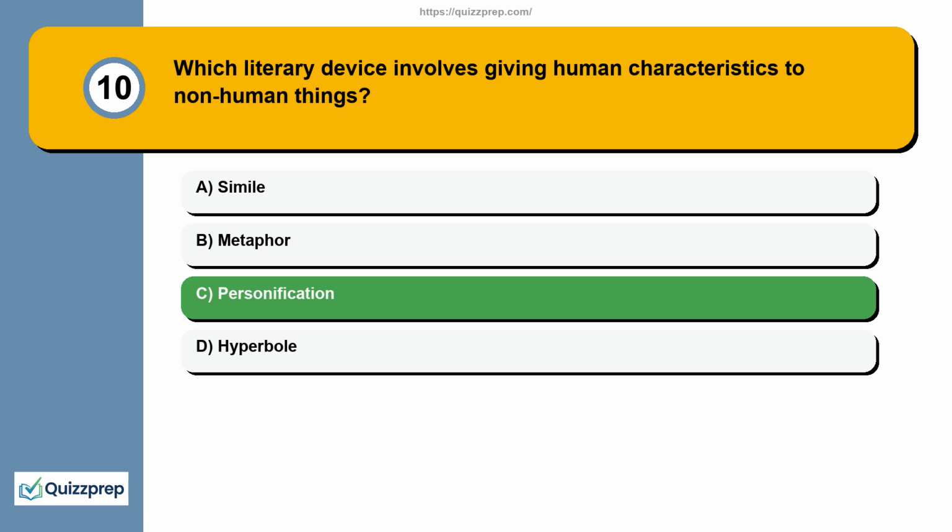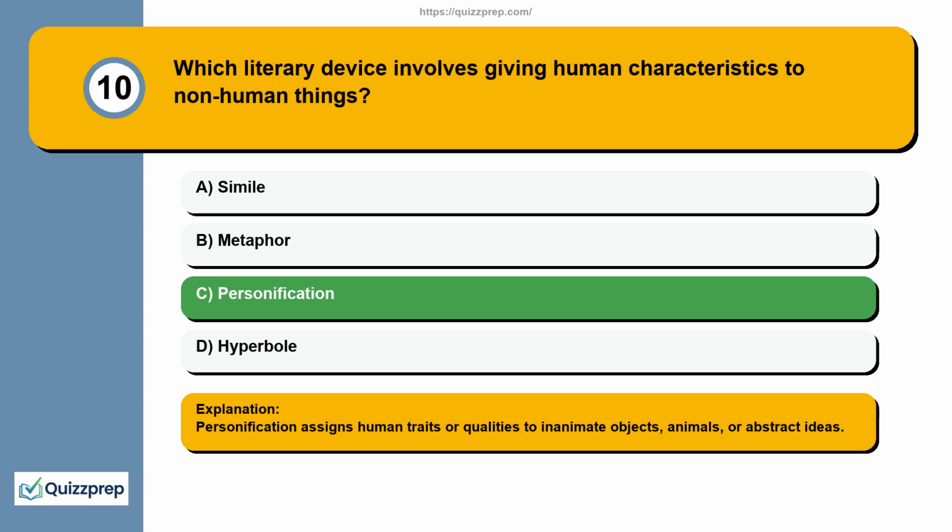The correct answer is option C. Personification. Explanation. Personification assigns human traits or qualities to inanimate objects, animals, or abstract ideas.